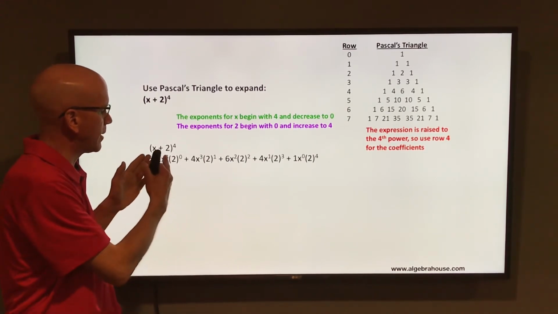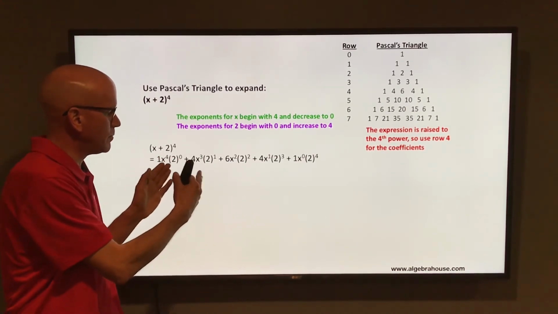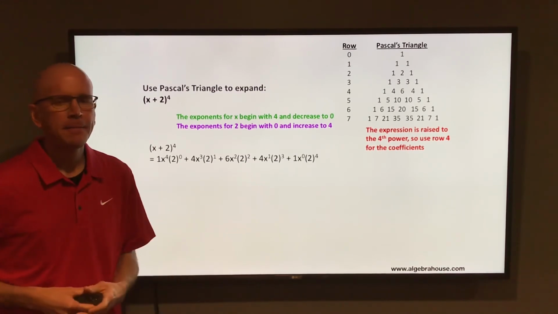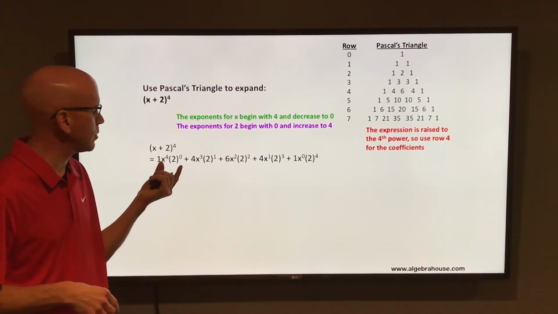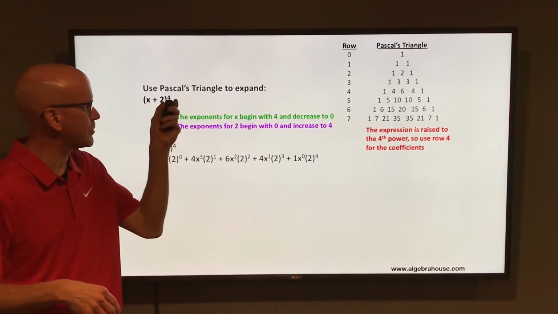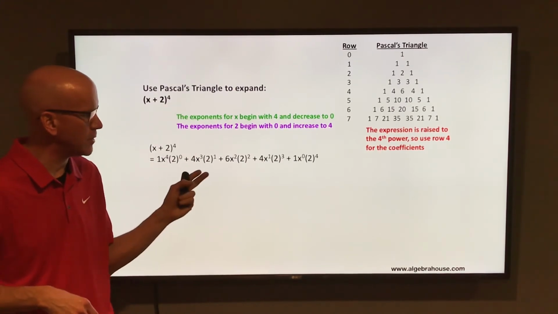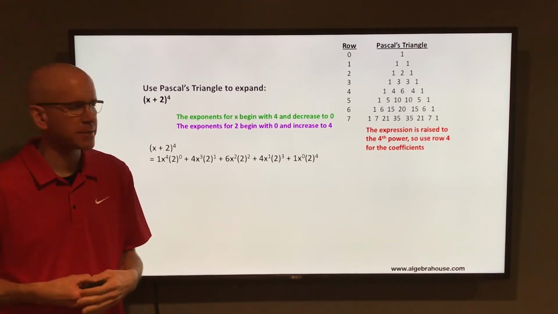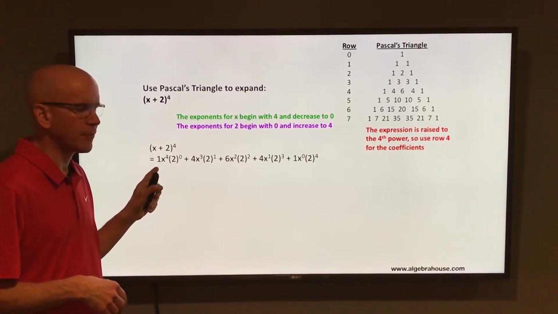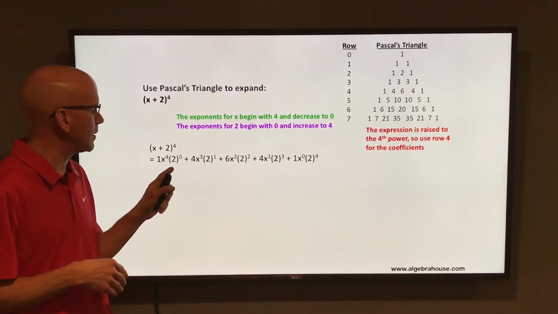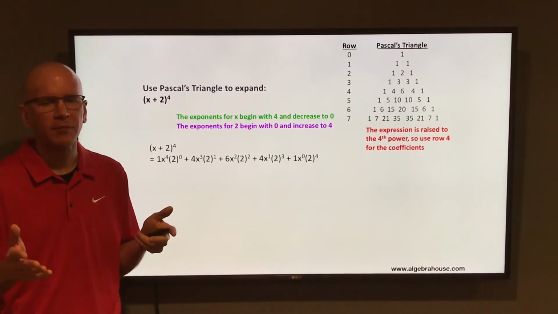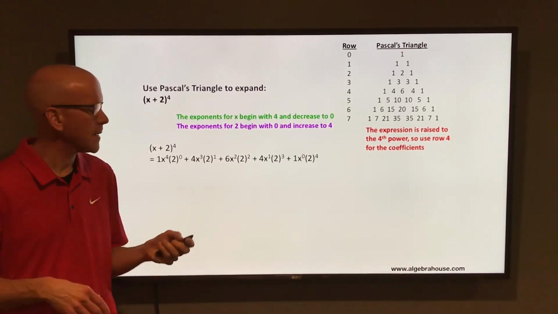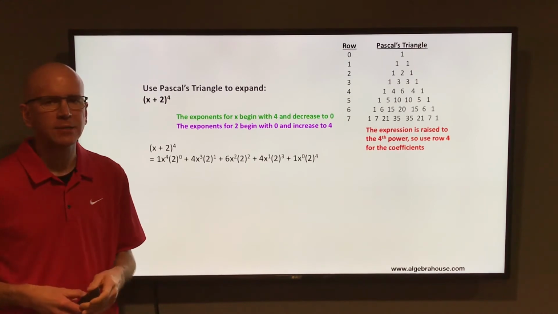So once you have those coefficients spaced out, the x is put in, the number 2 put in, you're going to check the exponents. Make sure those pairs of exponents each add up to that main exponent of 4, and they do. Each pair of exponents adds up to 4. So now all we have to do is clean this up. We got 1 out front. We don't need that. You can drop that off, and then also 2 to the 0, you can drop that off because 2 to the 0 power is 1. So that first term is just going to be x to the 4th.